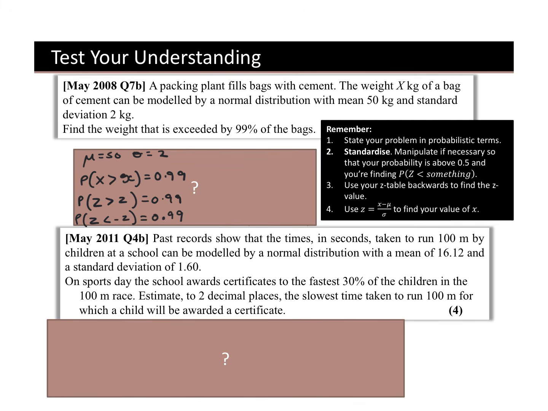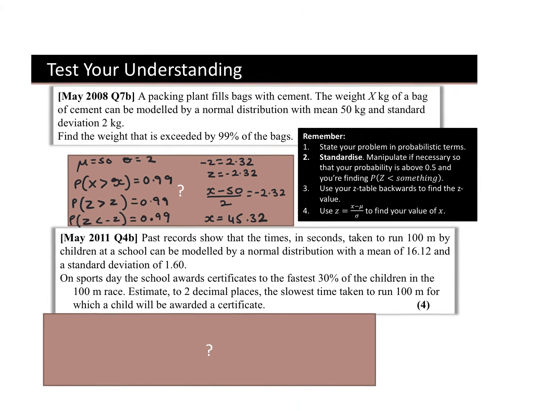So 0.99 on here is 2.32. So negative z equals 2.32. So z equals negative 2.32. So now I know that x minus the mean, 50, divided by 2 equals negative 2.32. I'm going to multiply that all out. So x is going to give me 45.32. Perfect.